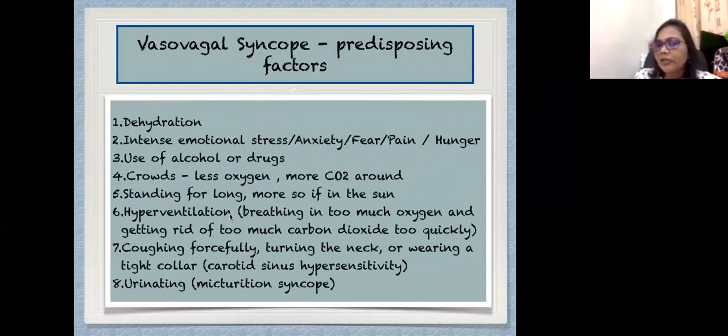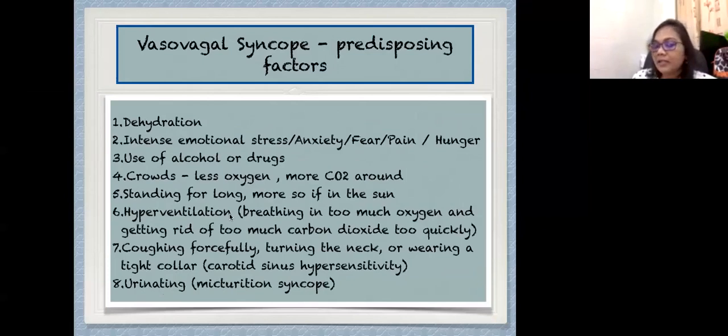So, there are a lot of predisposing factors very typical of a patient who will be presenting with vasovagal syncope. These are the common ones. Dehydration. Most of them will tell you that they had a syncope immediately after waking up from sleep. For 12 hours your body is not hydrated, so you're anyway predisposed at that time.